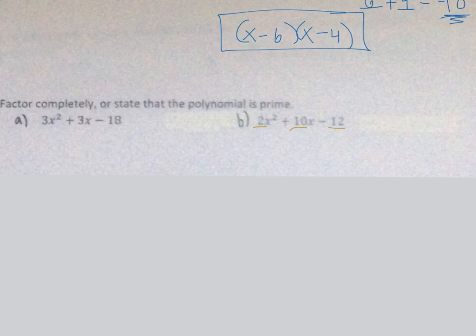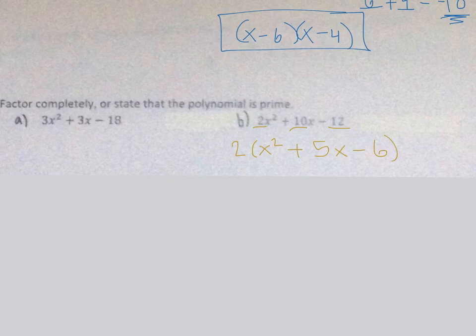They all have a common factor of 2. Before you take that 2 and multiply the last term, you must factor out the greatest common factor. So I factor out a 2 from every term. x squared plus 5x minus 6.